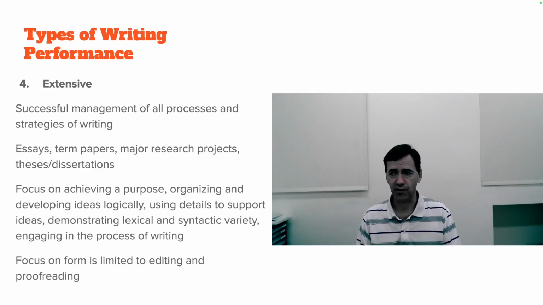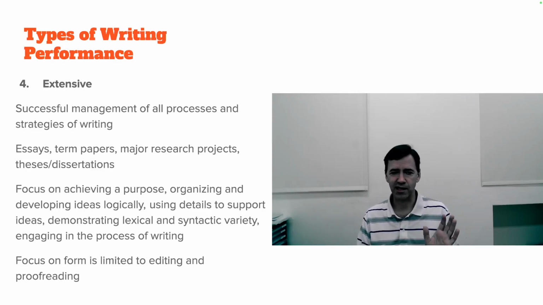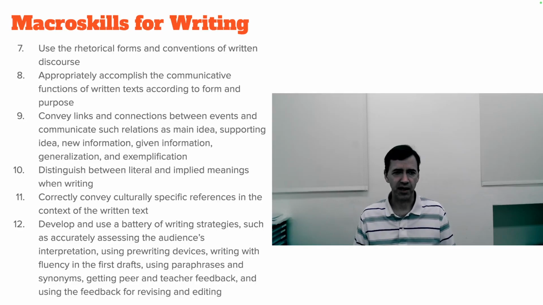So for example, if I'm writing a compare and contrast essay, my goal is to successfully compare and contrast the topic. Of course, later on, I will edit and proofread, and then I will focus on form. But that is the last thing I will focus on. In the beginning, it's all on meaning. Okay, so here are our micro skills for writing as always, and then the macro skills. Okay, so you can go through those on your own.